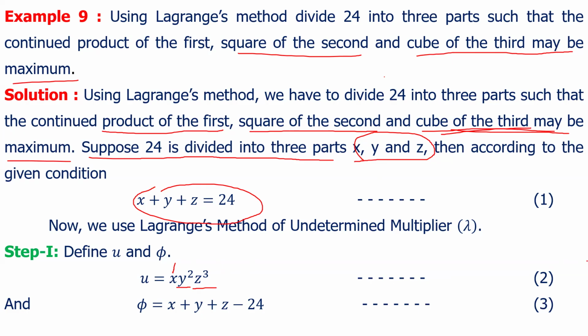In step number 1, we have to first define what is u and what is phi. U is always with variables on both sides, just look here in u, but in case of phi we take the complete equation, in which one side is variable, another side is constant. So here u is equal to x y square z cube and phi is equal to x plus y plus z minus 24. This is step number 1.